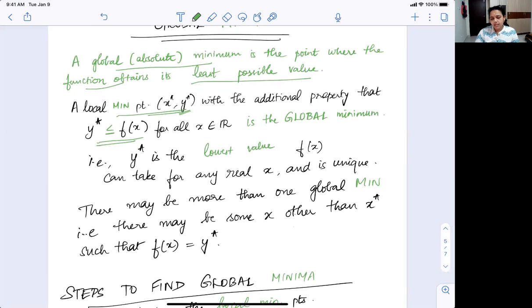Now, there may be points where the function actually attains its lowest possible value in more than one x value, and you'll see a few examples of how it can be possible. But the broad idea is that a global minimum will be the point where the function attains its least possible value. Now, how do we go ahead and find the global minimum?